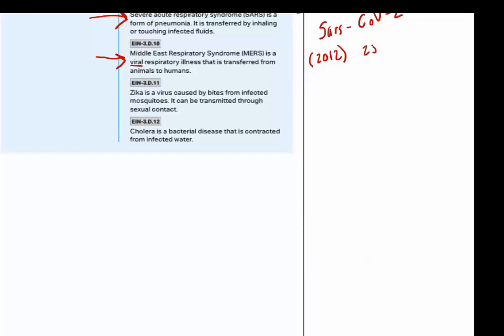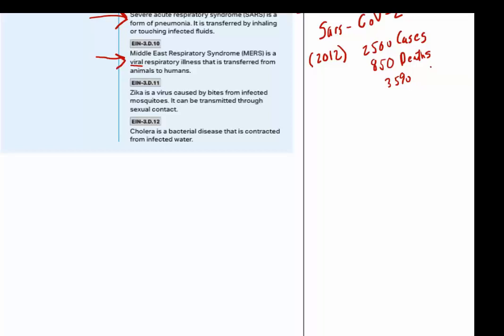For this one, there's only about 2,500 cases, and they're pretty much all in the Middle East. This one was actually very deadly, though. They had 850 deaths among the people that contracted it. That puts the death rate at about 35%, which was really high. Luckily, they didn't have very many cases, so the number of deaths was pretty low, but the percentage of people that actually came down with it and died was very high, which made it kind of scary.